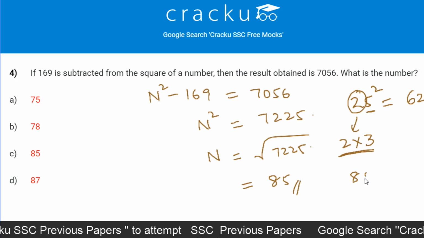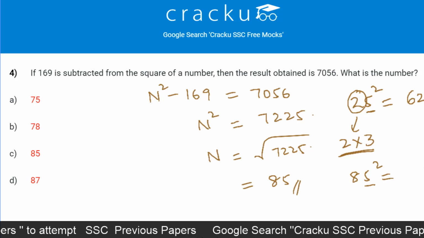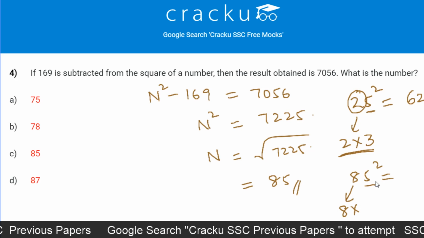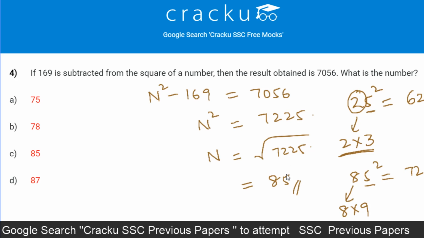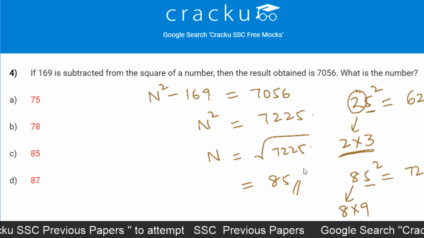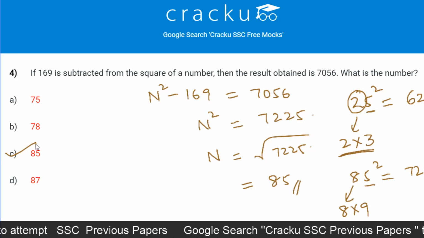Similarly, 85 square can be written as 5 square, that is 25. 8, next number followed by 8 is 9, so 8 9s are 72. So that's how we obtain the square root of 7225 is 85 in a very less time. So the answer for this question is option C.